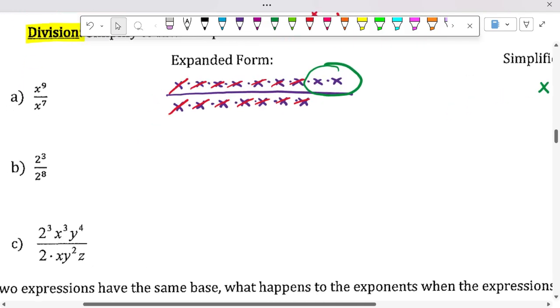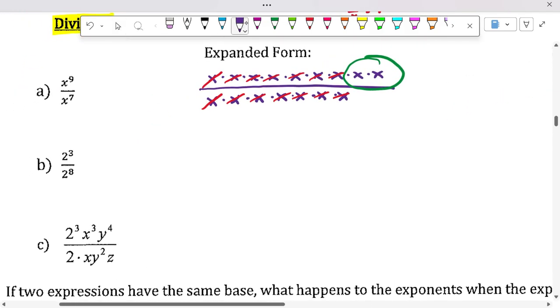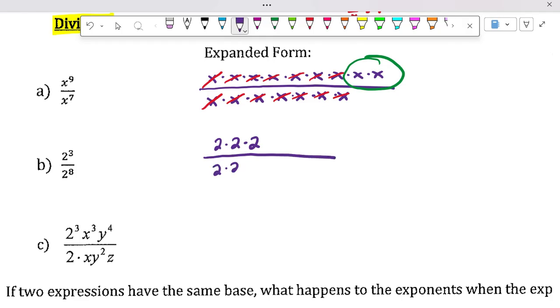Now, what about this next one? 2 to the third times 2 to the eighth. So we know 2 to the third is 3 2's, all over 2 to the eighth, which is 8 2's. Now, if I use that same process, how many 2's can I cross out between the numerator and denominator? 3.